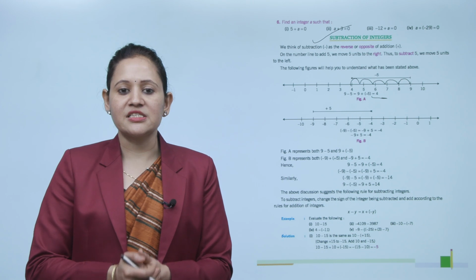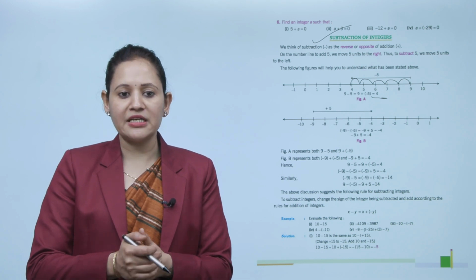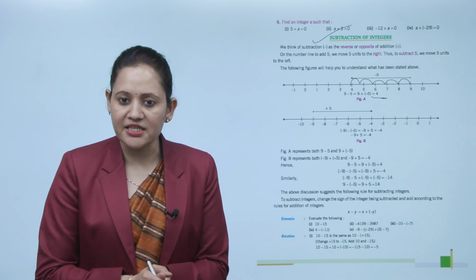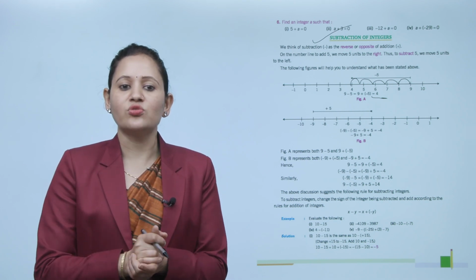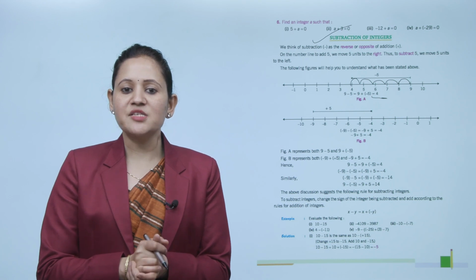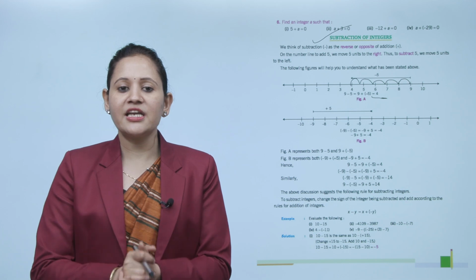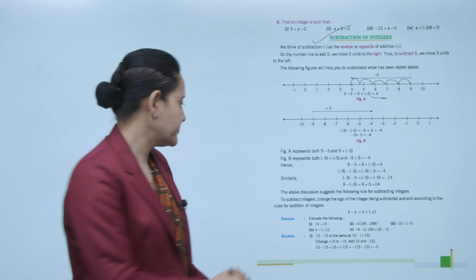The above discussion suggests the following rule of subtracting integers. To subtract an integer, change the sign of the integer being subtracted and add according to the rules of addition of integers. x minus y is equal to x plus (minus y). Now we'll take an example. Evaluate the following.